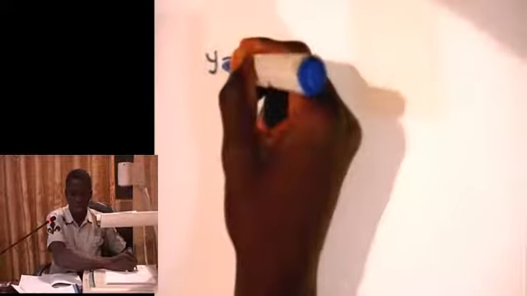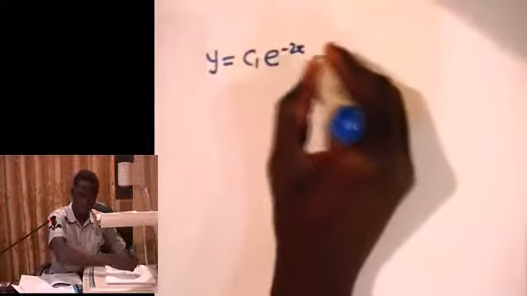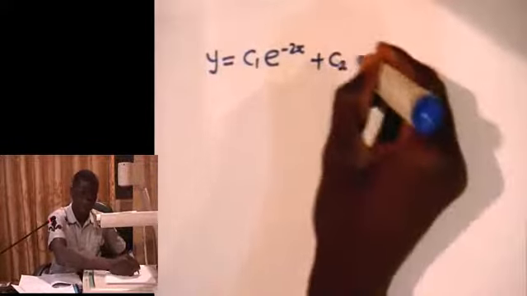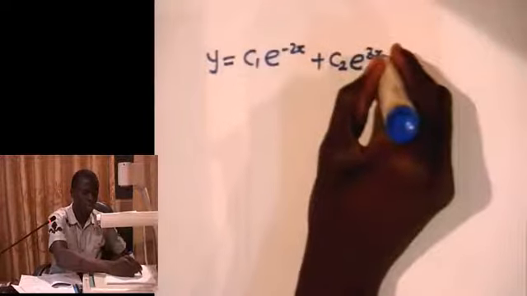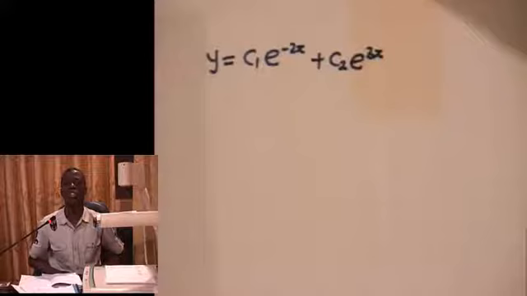Let's look at this question. Find the differential equation whose general solution is given by y equals c1 e raised to power minus 2x plus c2 e raised to power 3x. How many arbitrary constants do we have here? Two, c1 and c2. Then the differential equation will be of the second order. So how do we go about this?